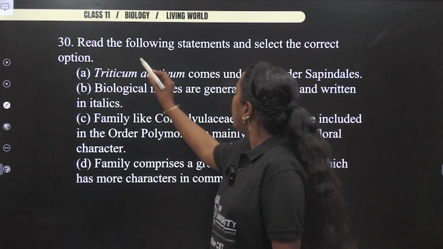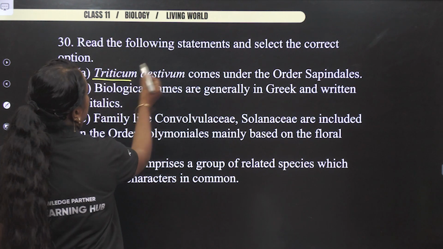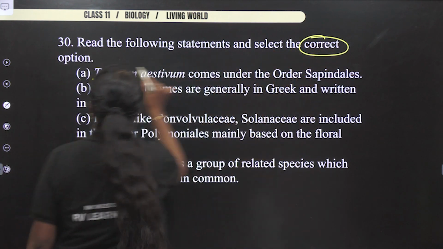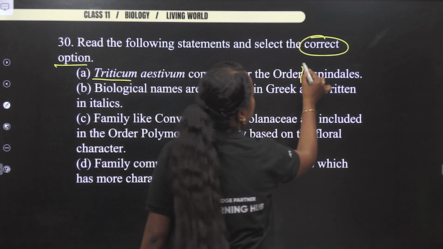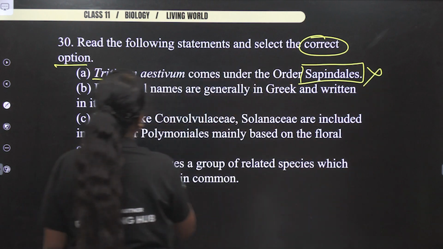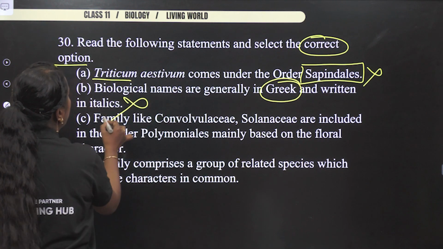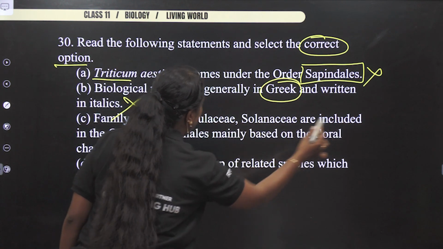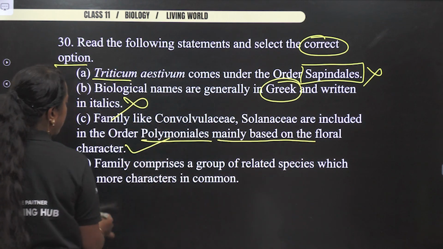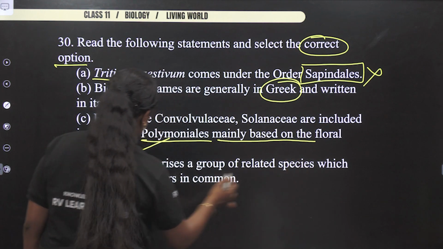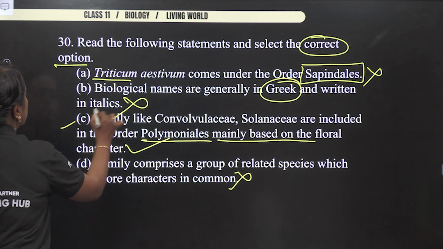Next. Read the following statements and select the correct option. Again, let us highlight that word. Correct statement is what it is asking for. Triticum aestivum comes from the order Poales, right? So this is wrong. Biological names are generally written in Latin. So this is also wrong. Families like Convolvulaceae and Solanaceae are included under Polemoniales mainly based on floral characters. Correct. Family comprises a group of related genera which have more characteristics in common. So what is your correct answer? So the answer becomes option C.